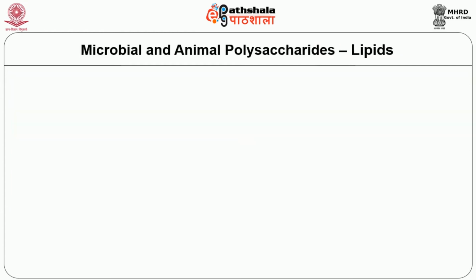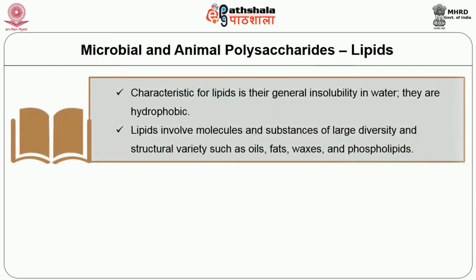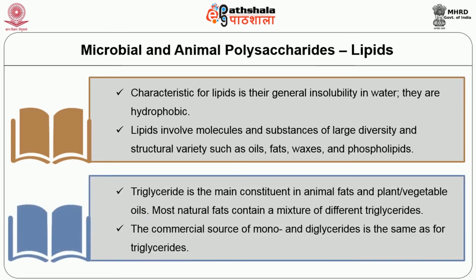The next macromolecule is lipid, which is characterized by its insolubility in water. They are hydrophobic. Lipids involve molecules and substances of large diversity and structural variety such as oils, fats, waxes and phospholipids. Triglyceride is the main constituent in animal fats and plant and vegetable oils. Most natural fats contain a mixture of different triglycerides. The commercial source of mono and diglyceride is the same as for triglycerides.